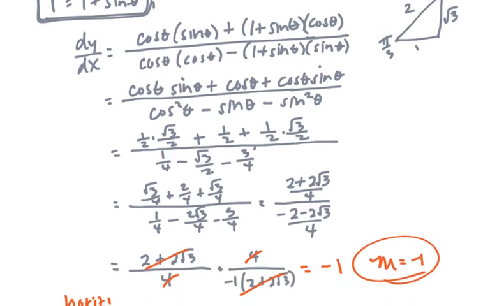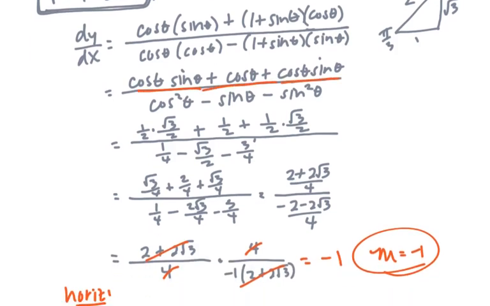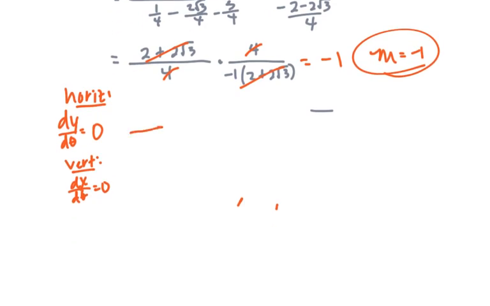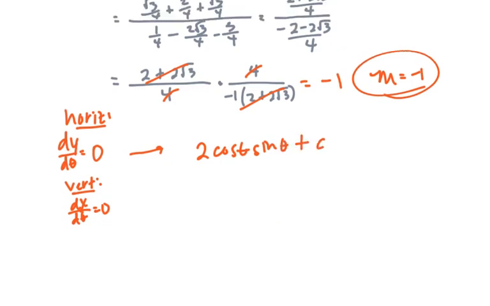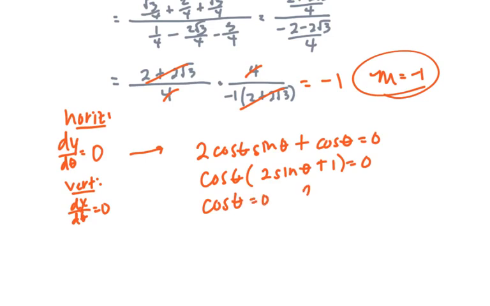We have 2 cosine theta sine theta plus cosine theta. So we would say 2 cosine theta sine theta plus cosine theta equals 0. So we factor out a cosine theta, and we have 2 sine theta plus 1 equals 0. So cosine theta equals 0, and 2 sine theta plus 1 equals 0. So sine theta equals negative 1/2.